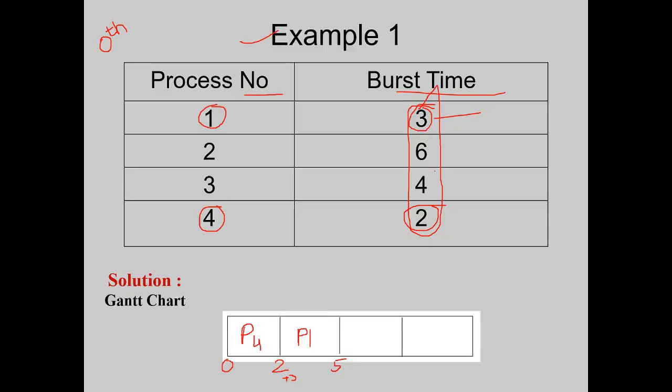Then the next least burst time is process P3, so allocate process P3 to the CPU now. In total how many units will it execute? 4 units. So 5 plus 4 is 9. The last process is process P2, which will be allocated to the CPU, and its burst time is 6 units. So 9 plus 6 is 15.